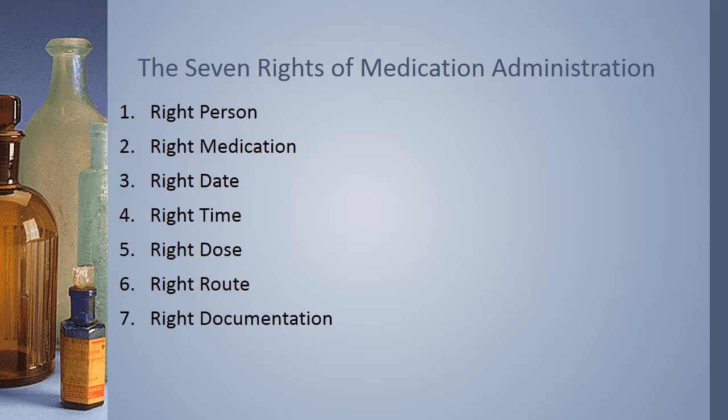6 is right route, meaning how do you give this medication? Is it an oral medication? Or is it an otic medication for the ear? There are several different routes that we will learn about today. Right 7 is right documentation, making sure that you are putting down in the health progress notes and on the medication administration record the correct information and documenting that the medication was given correctly.